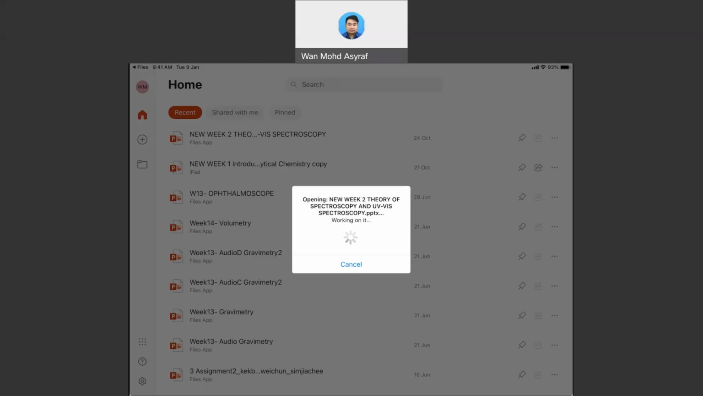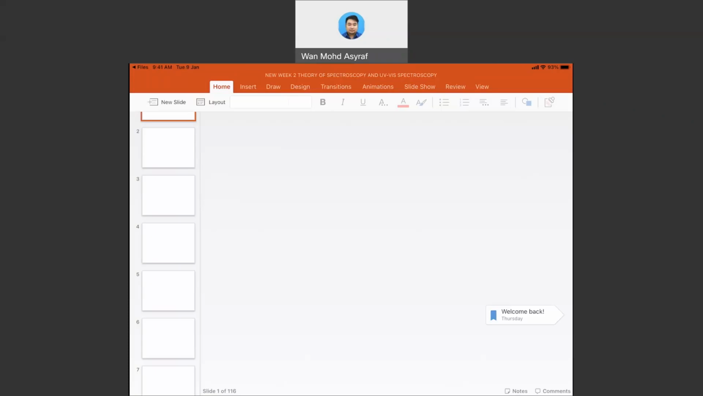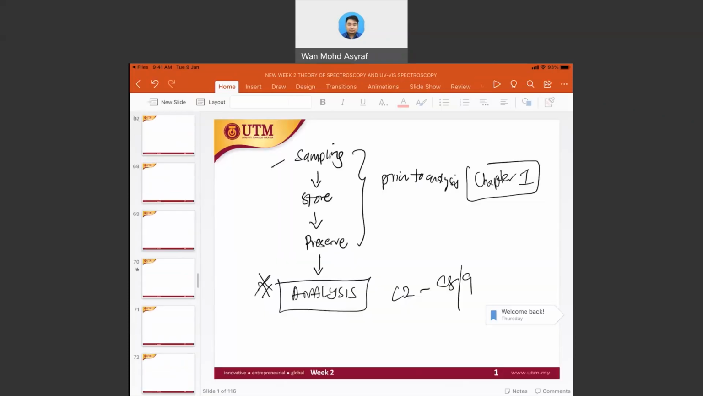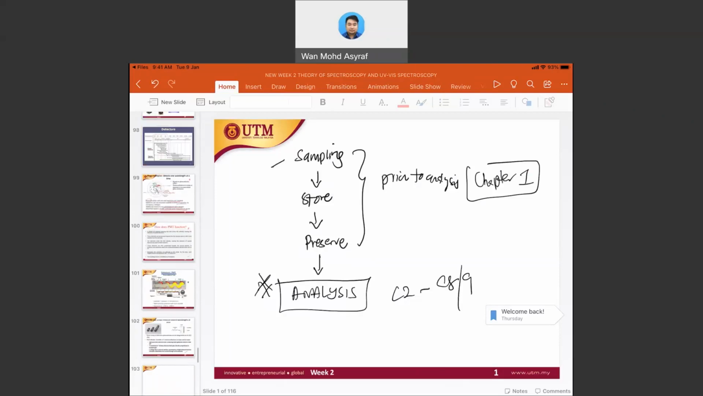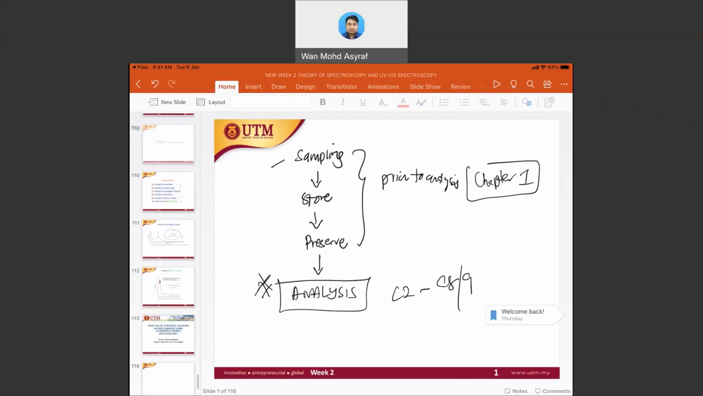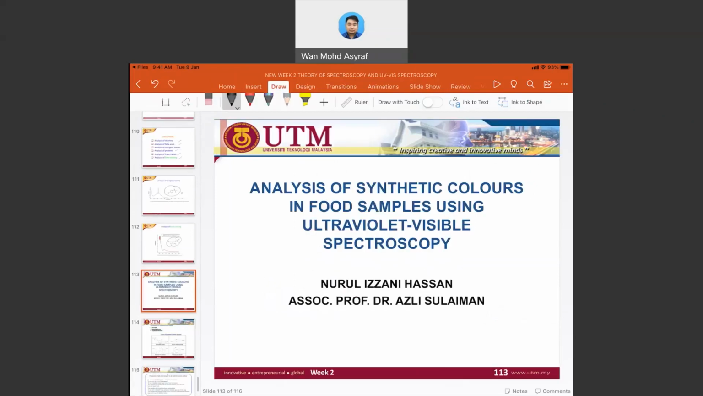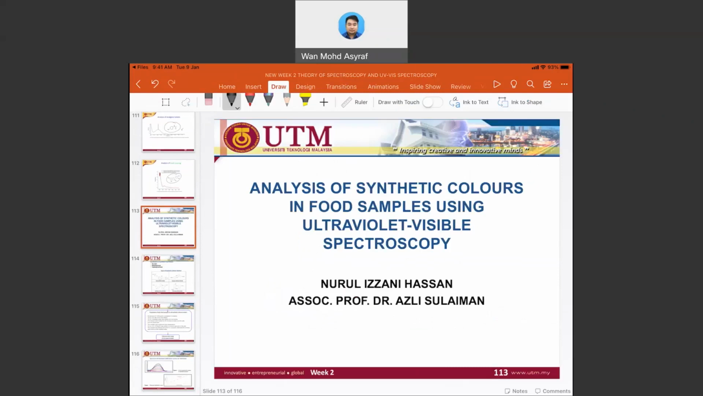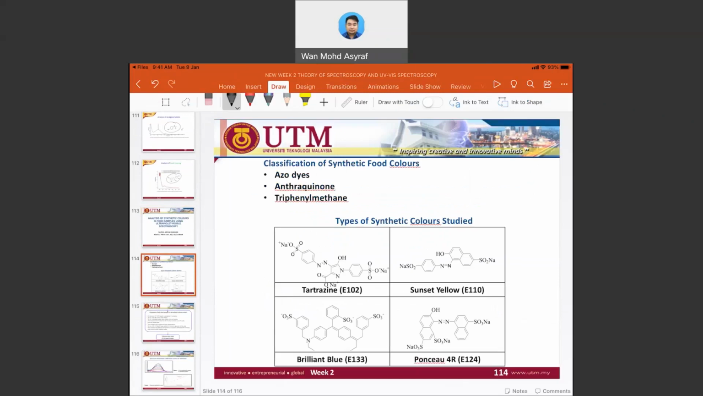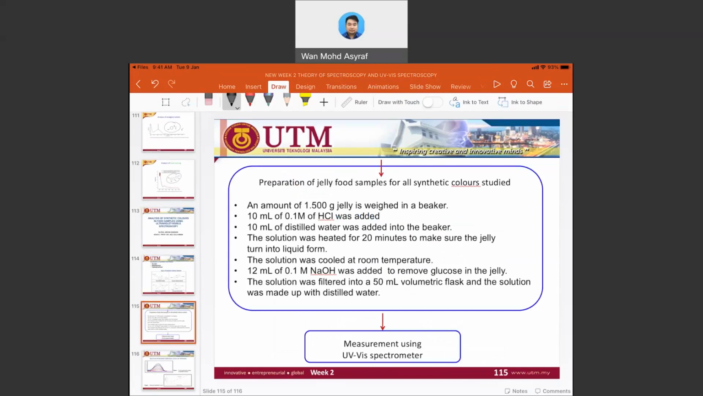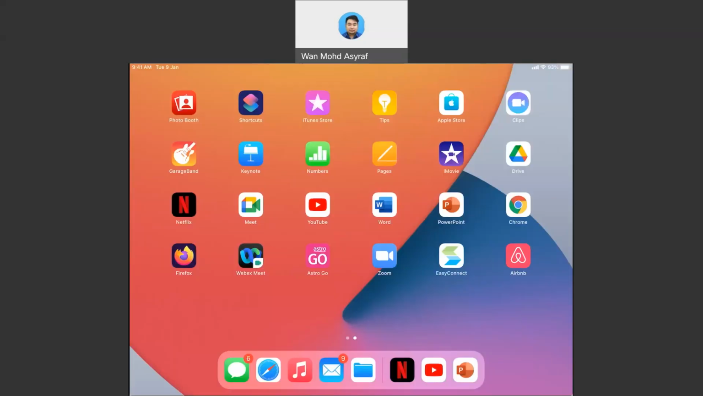As you know, UV visible is quite universal, having a lot of samples that can be analyzed by it. As we looked at the catechins, and towards the end of the slides, you can see the analysis of synthetic colors also. For the applications, I think you can read it on your own, because it is quite straightforward in terms of how to prepare, and then what about the results? All right. Thank you.